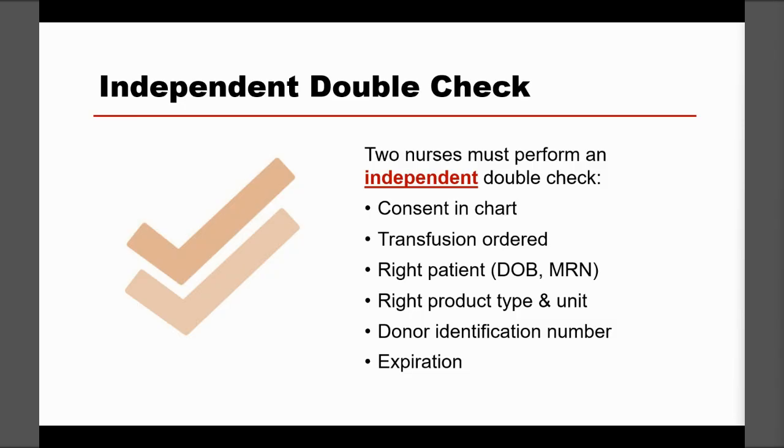You'll also want to be getting an independent double check. So 2 nurses must perform an independent double check for your blood transfusion. What should be checked is that consent is in the chart, the transfusion is ordered, and it's the right patient. So for example, date of birth and MRN, the right product type and unit, donor identification number, and the expiration date on the blood.